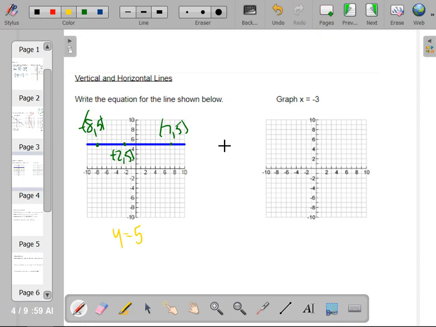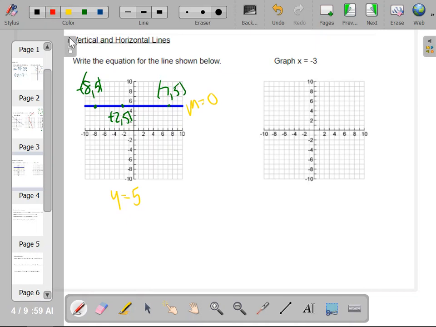You're going to go left and right forever, but the equation of the line is y equals 5 because it doesn't matter what x is. The slope of the line is 0, m equals 0. So if you wanted to write it in slope-intercept form, which would be kind of silly, you'd say 0x plus 5. We normally just write it as y equals 5.